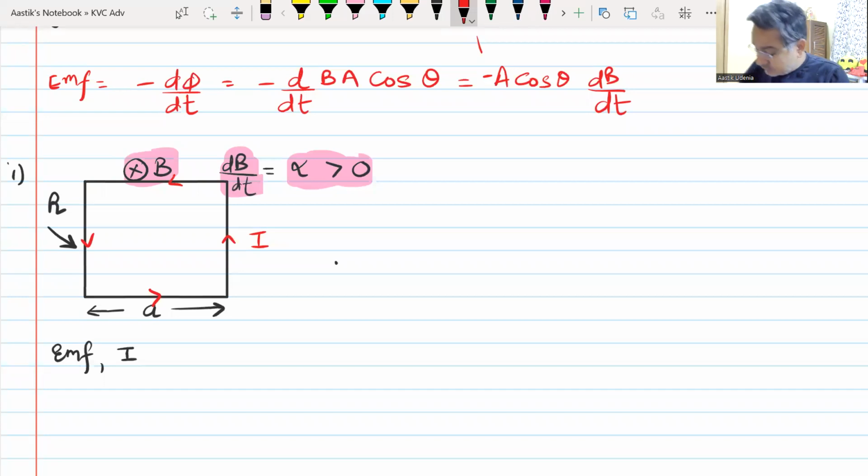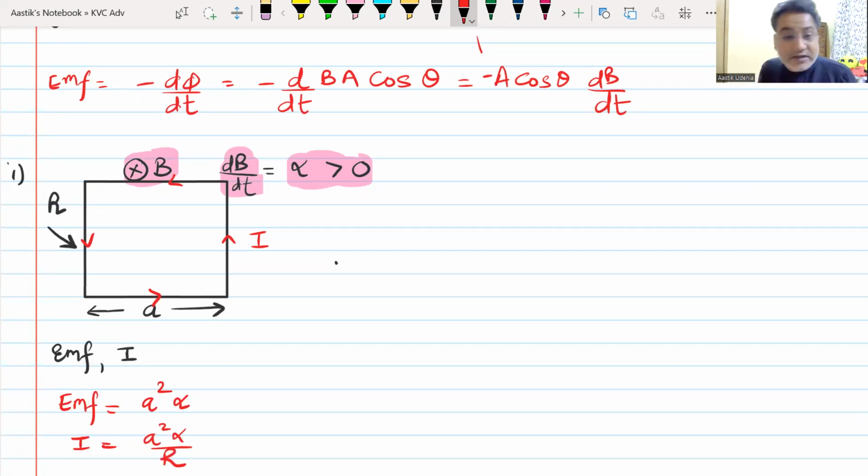So the induced EMF in the loop, I already know the direction. Area of the loop is a square. Theta is 0, so cos theta is 1. dB by dt is given as alpha, so the EMF induced in the loop is equal to a square multiplied by alpha. To find out the current in the loop, it will be equal to a square alpha by R. These are the two answers that I was looking forward to. Do we understand this? Yes. Okay, well done. I'll give you 2 minutes to note this.